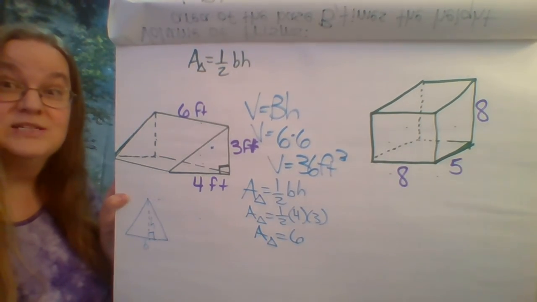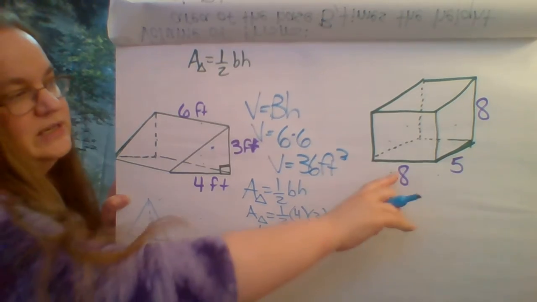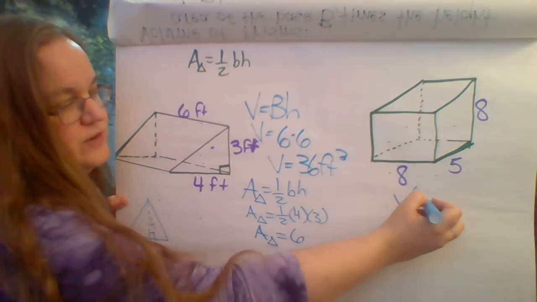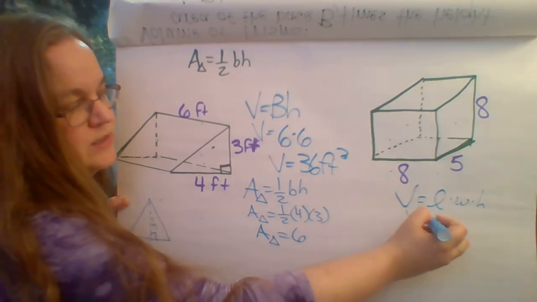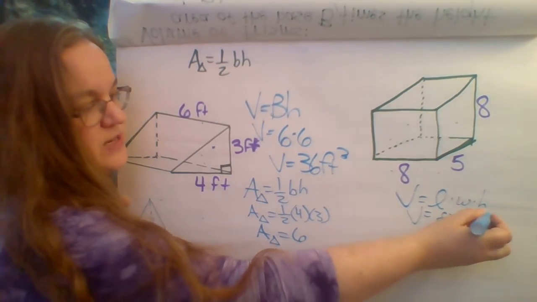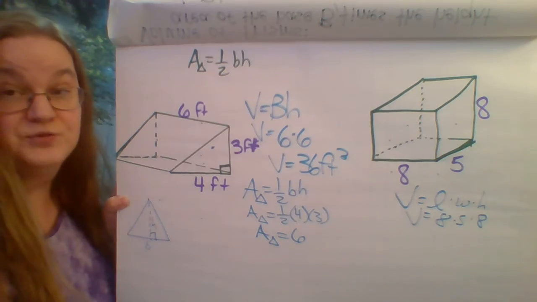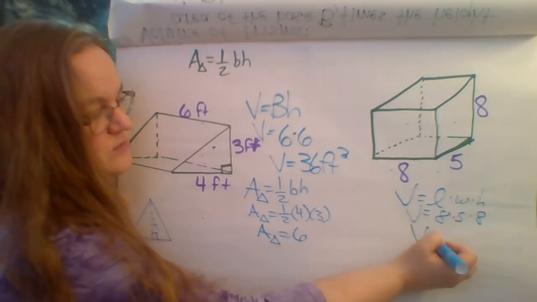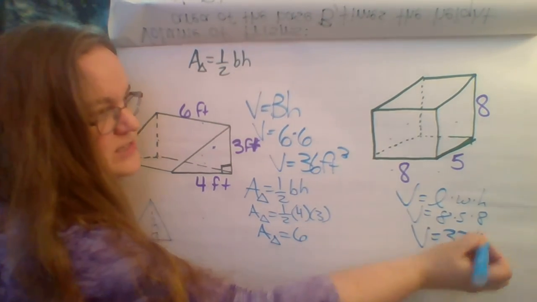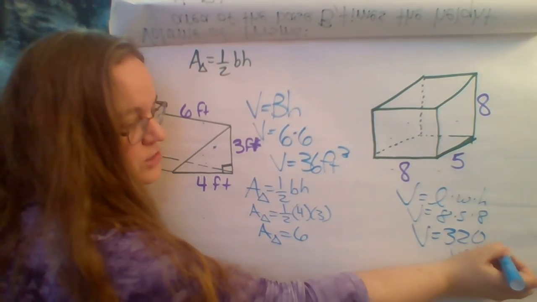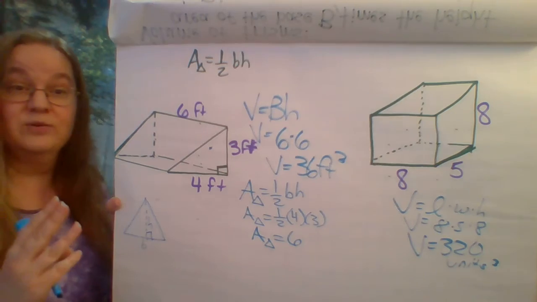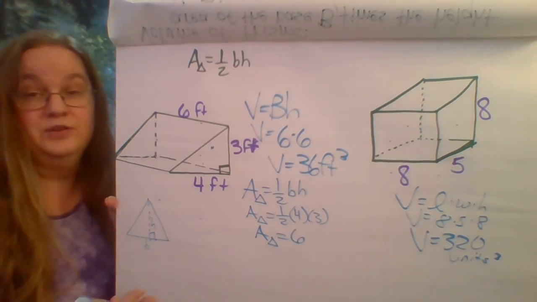Now let's take a look at the rectangular prism. Again, I can just do volume equals length times width times height for this one. So 8 times 5 times 8. 8 times 5 is 40, times 8 is going to give me 320. And I didn't put units, so I could just say units cubed, to the third power, because we're talking about volume. Volume is always measured in cubic units.